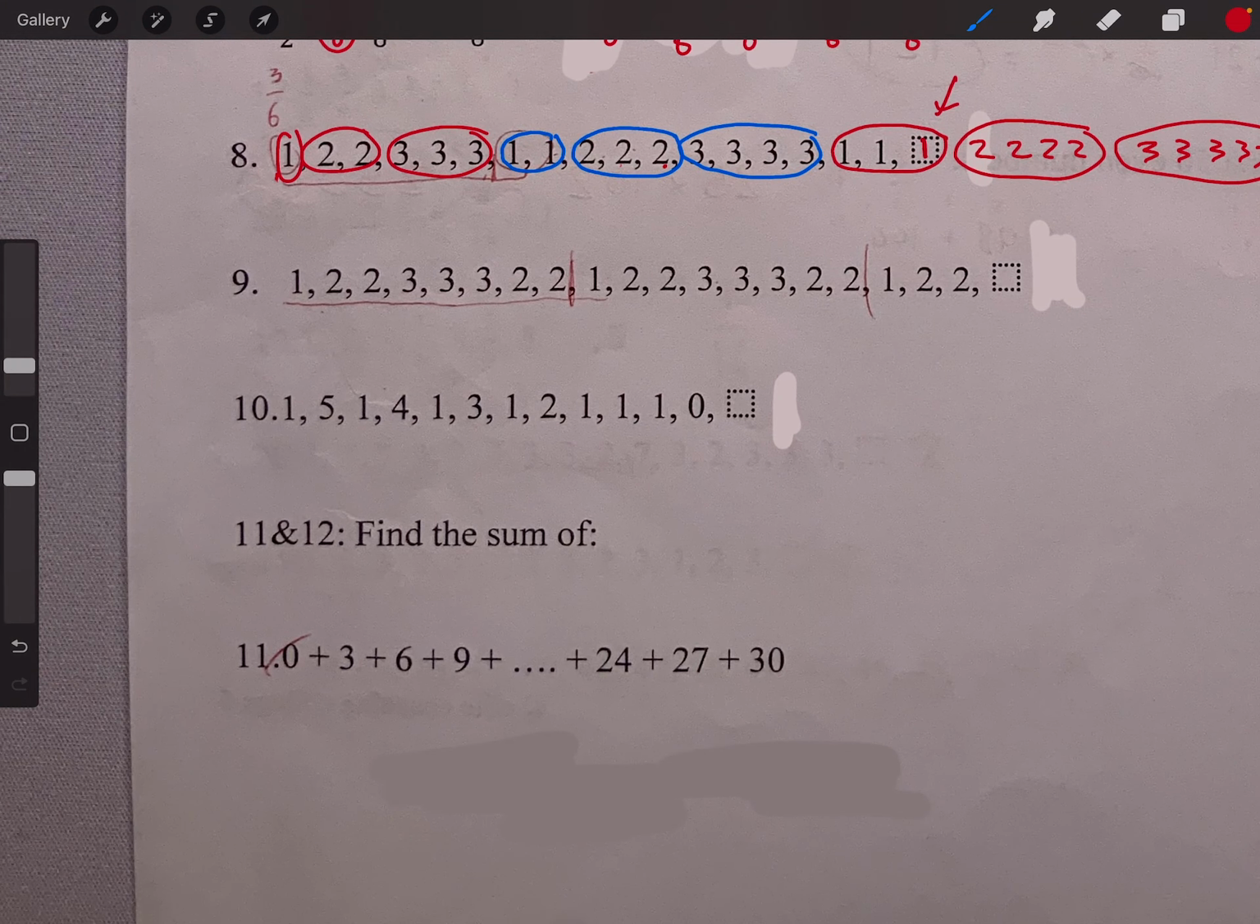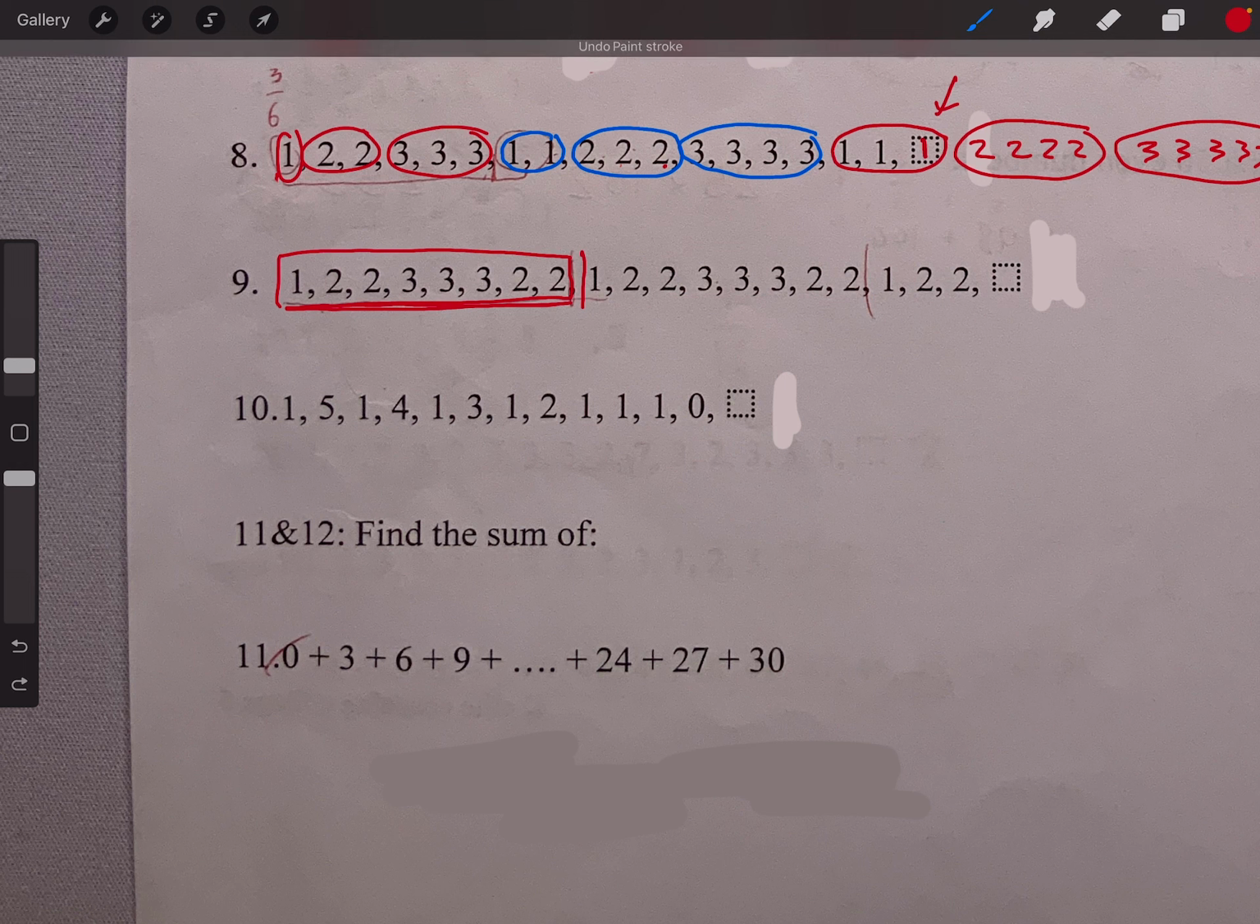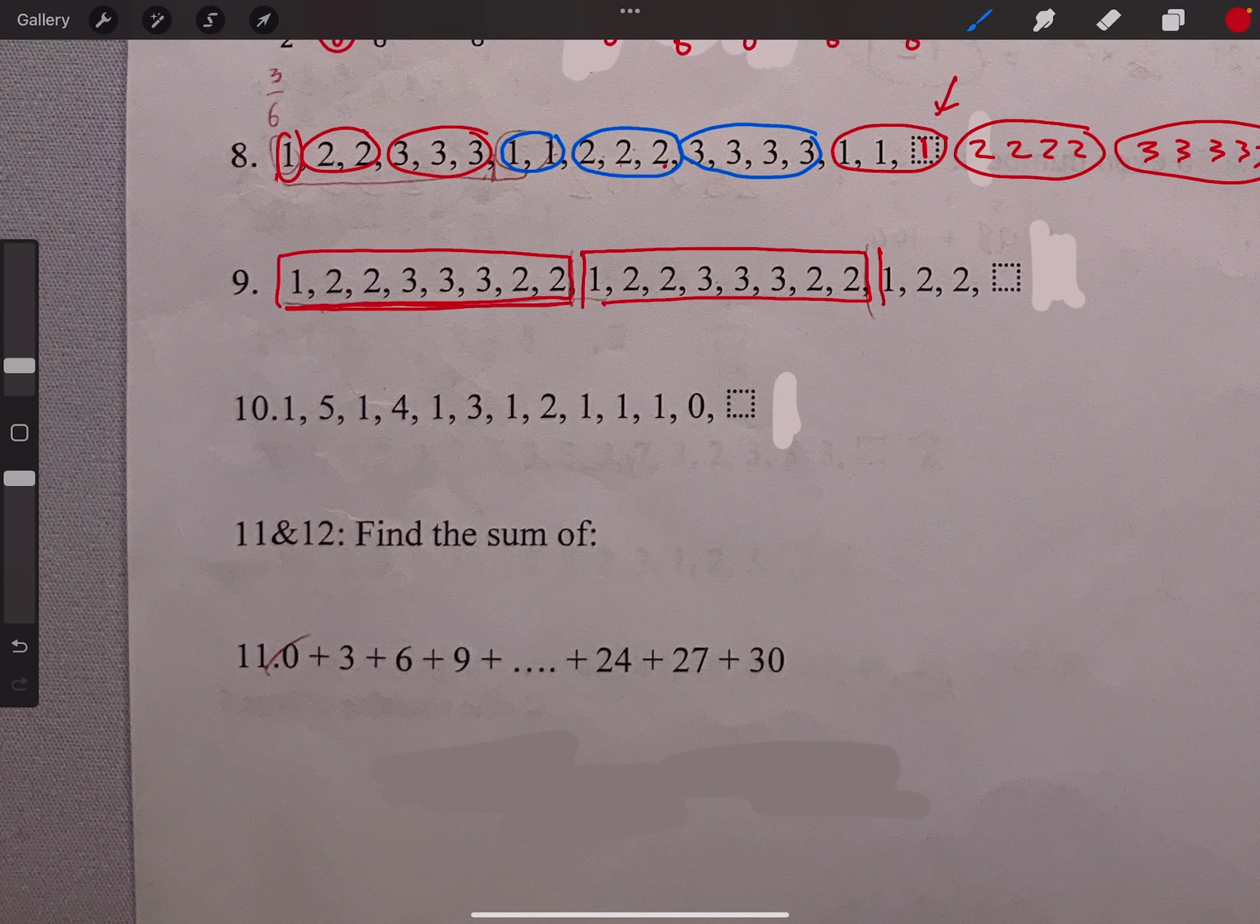Now this one is a repeating pattern, so it goes 1, 2, 2, 3, 3, 3, 2, 2, and then it goes back to 1. So that's the first pattern there. Now the second one is just the same thing, goes up to there and it repeats again. Wait, hold on. Yeah, that's right. So 1, 2, 2, the next number has to be a 3.